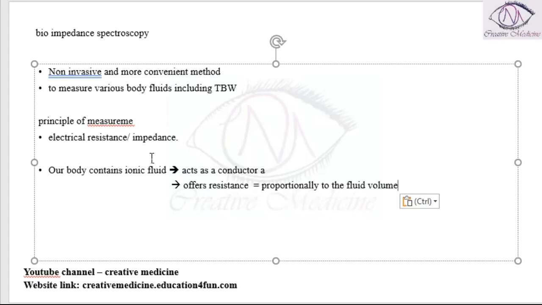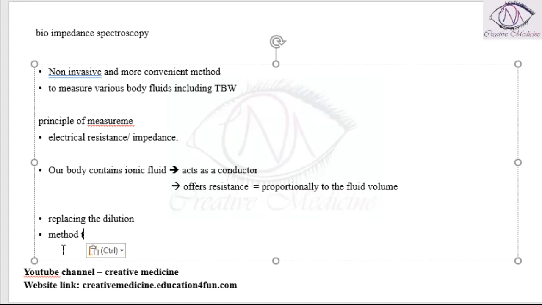So the body fluid has ionic fluid, so total body water, or if you see the extracellular fluid, intracellular fluid, all these are ionic fluids which act as conductors and they conduct the current. This is electrical current, and they also offer resistance, and this resistance is proportional to the fluid volume. So by measuring this resistance we can measure the fluid volume. So this is bioimpedance spectroscopy. Nowadays, this bioimpedance spectroscopy is, in most of the conditions, replacing the dilution method.